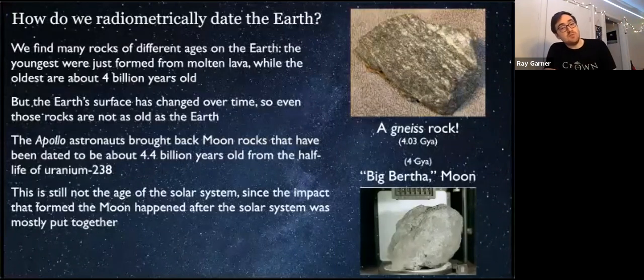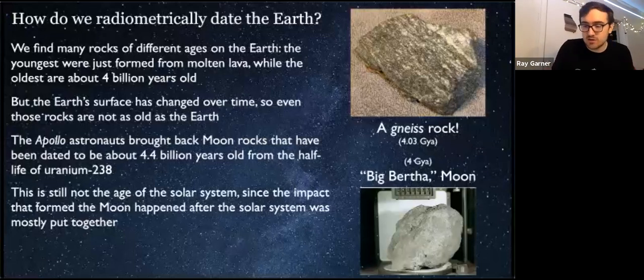We could go look at the moon. The Apollo astronauts brought back moon rocks that have been dated to be about 4.4 billion years old by looking at the half-life of uranium-238 contained in those rocks. One such rock, nicknamed Big Bertha, was brought back by the Apollo 17 astronauts. But that's still not the age of the solar system, since the impact that formed the moon happened after the solar system was mostly put together.